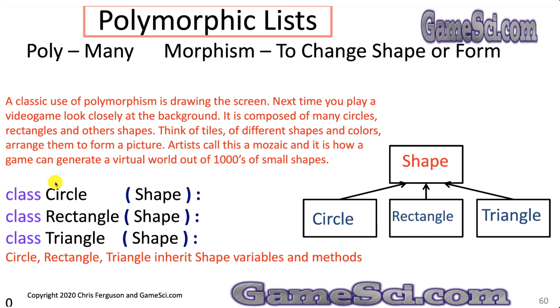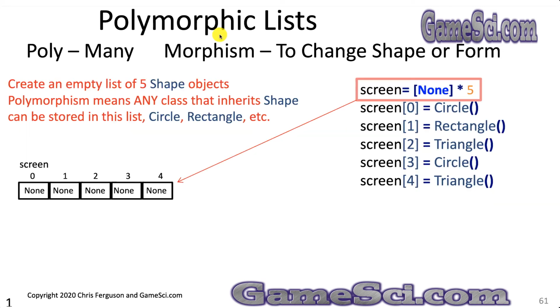So let's create a class circle that inherits shape. Let's create a class rectangle that inherits shape. Let's create a triangle that inherits shape. Here's the inheritance diagram over here. Circle, rectangle, and triangle all inherit shape variables and methods. That's what inheritance says. Everything that shape has, circle, rectangle, and triangle will inherit.